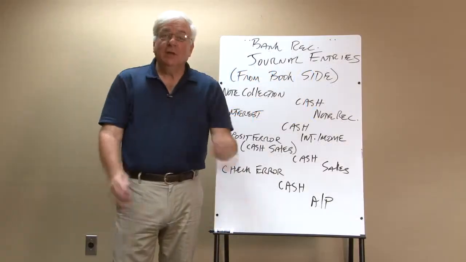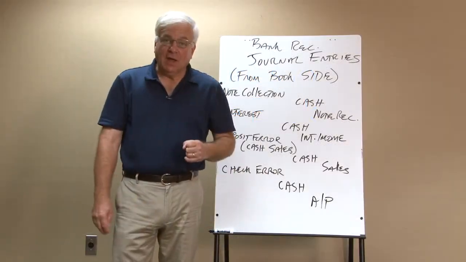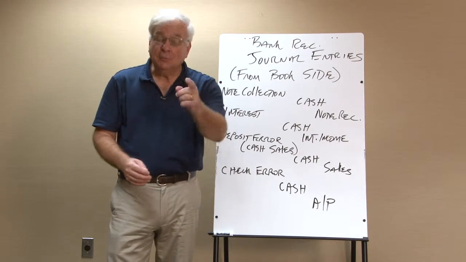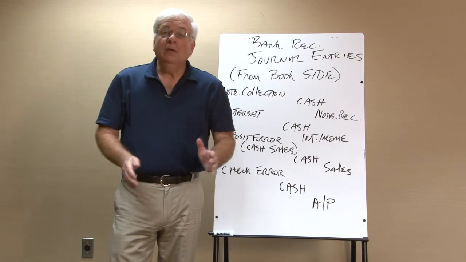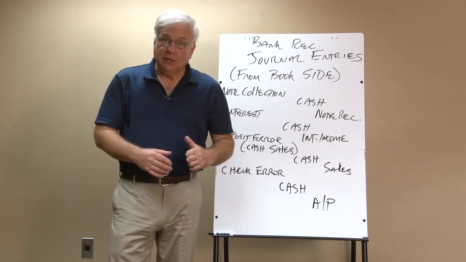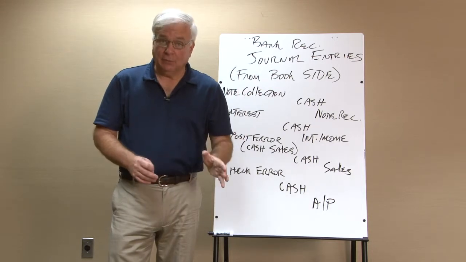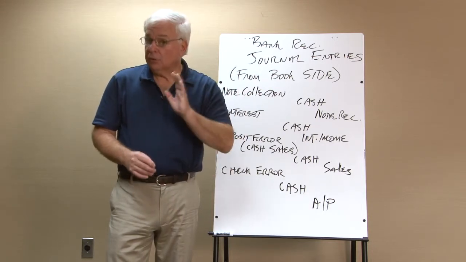As we said, when you and I balance our checking account, we don't have to make journal entries for stuff we find out on the book side, but a company does. When the company does their bank reconciliation, the items that came from the book side will need a journal entry to correct them. Now, not the bank side, they're going to correct themselves.